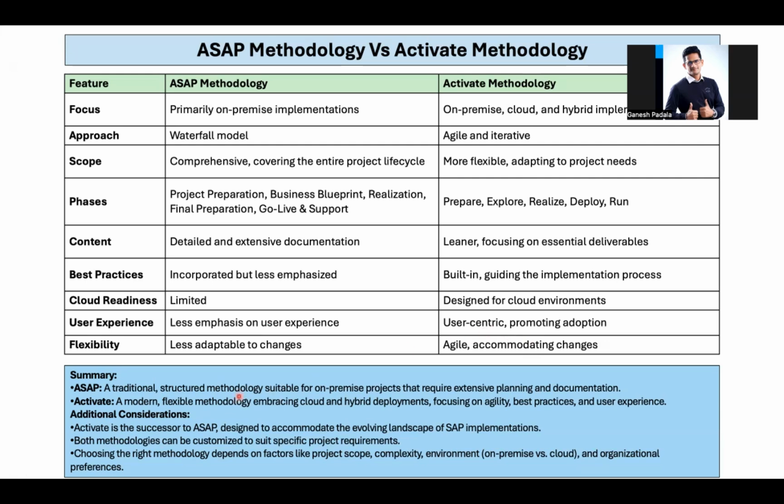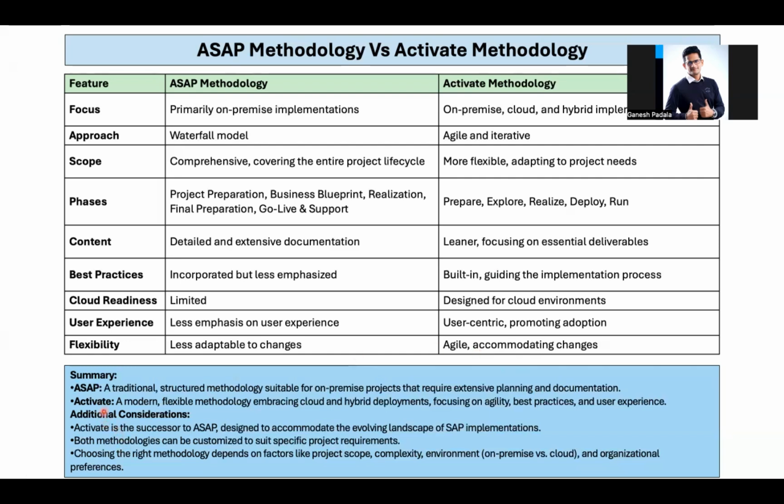Flexibility: less adaptable to changes in SAP methodology, versus agile and accommodating changes in Activate. For this part also, we don't have a proper example of what kind of changes it will adopt. But one thing I have been mentioning again and again: if we have an agile approach with sprints, you can segregate the work into pieces and deliver it.